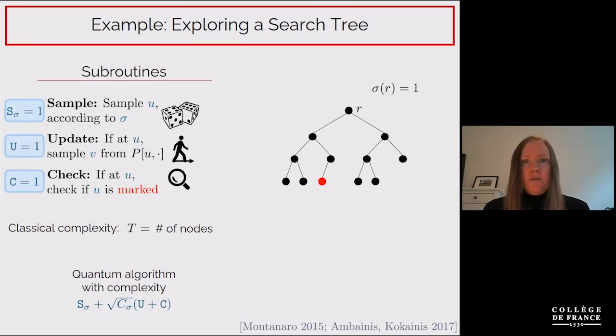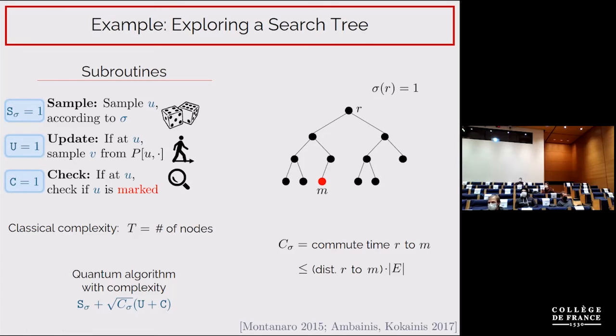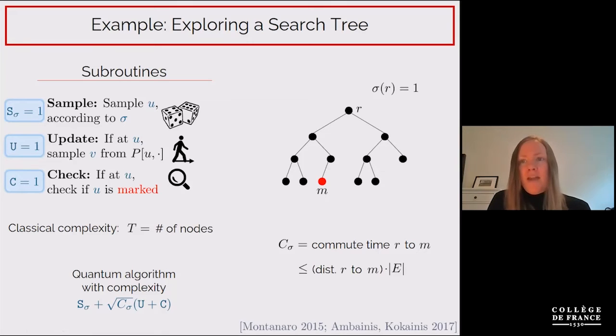On the other hand, our quantum algorithm will depend on this value C sigma here. I actually didn't define what C sigma is in general, but in this case, since sigma is a distribution supported on a single vertex R, and since we're assuming there's a single marked node, let's call that M, C sigma is just the commute time from R to M. Which is the expected number of steps a walker needs starting from R to reach M and then return to R. Now I'm going to use an upper bound on the commute time, which is just the distance between R and M times the number of edges in the graph. This is always an upper bound on the commute time.